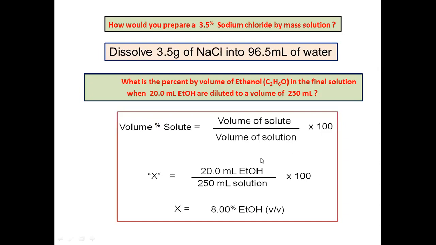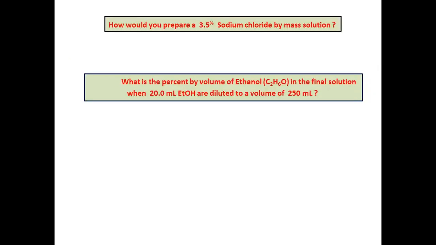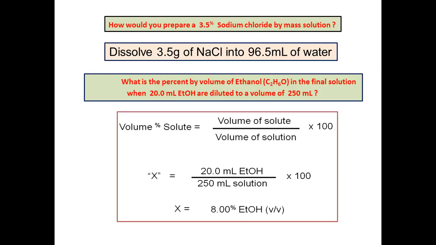So next question, how will you prepare 3.5 gram sodium chloride by mass? So 3.5 gram of NaCl dissolved in 96.5 ml of water. Actually, it is a percent solution. We will discuss what is percent solution in the next session.